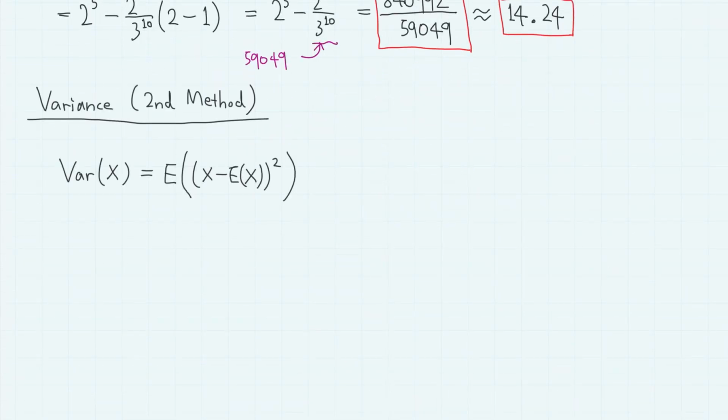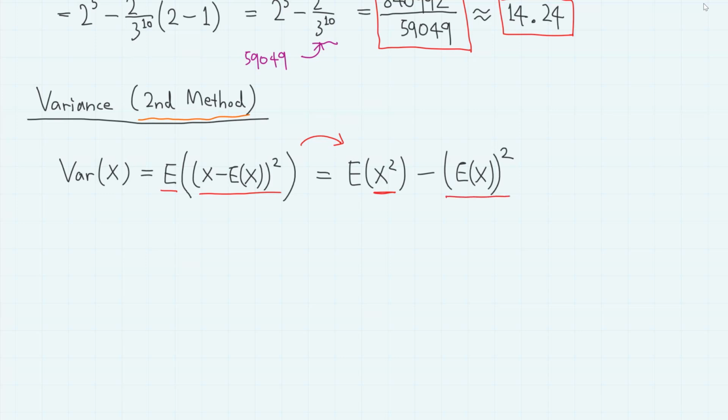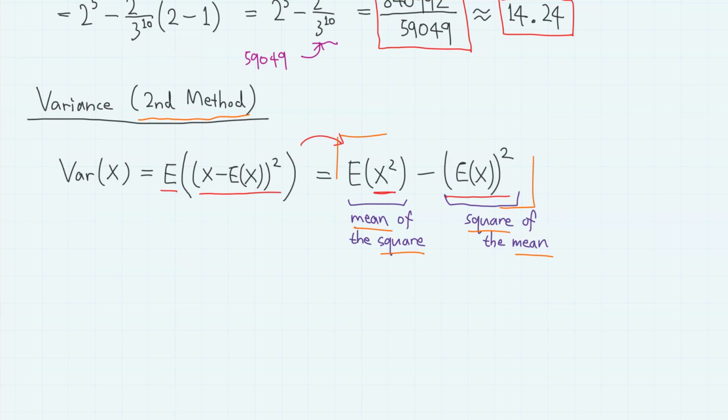But we're not done yet because I said that there exists another method to calculate the variance. I said that the definition of the variance is the expected value of the square of deviations. But if you have learned the basics of expected value and variance, you might have also learned that this expression can be manipulated into the expected value of x squared minus the square of the expected value E[X]. In other words, the variance is given as the mean of the square minus the square of the mean. And I am going to use this property to calculate the variance of 2 to the power of x.